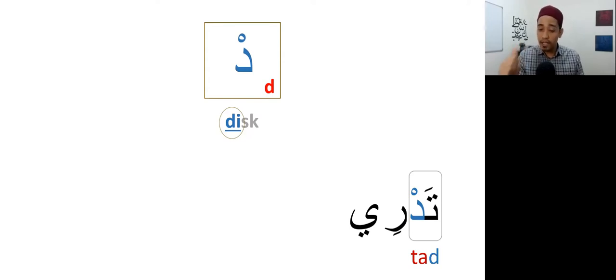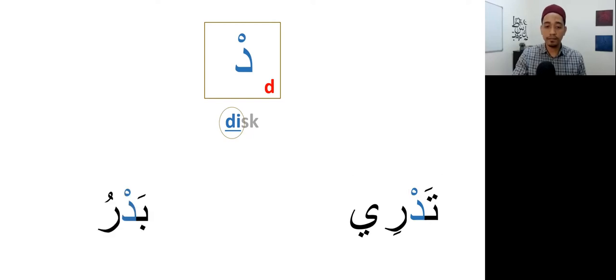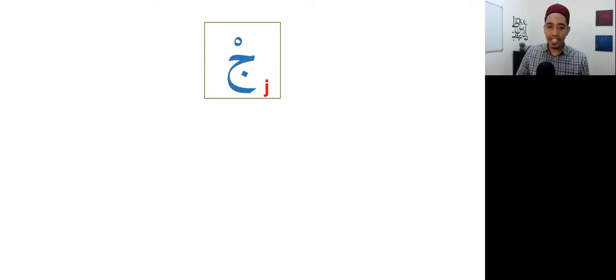So the first letter is ba, the second letter is dal. Let's do another word here. D, like disk, d, ba. We have the ba plus the d: badaru, badaru. Okay, the last letter with this sound, and remember, I'm going to tell you why.